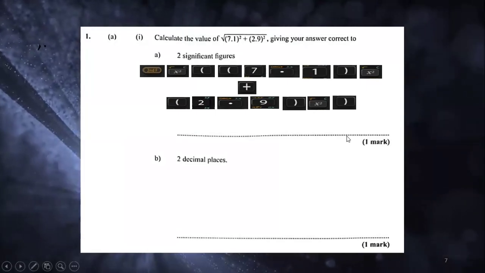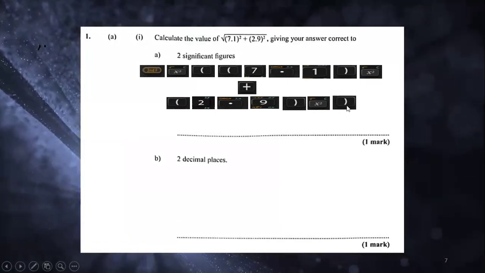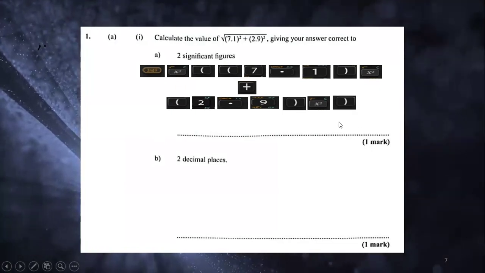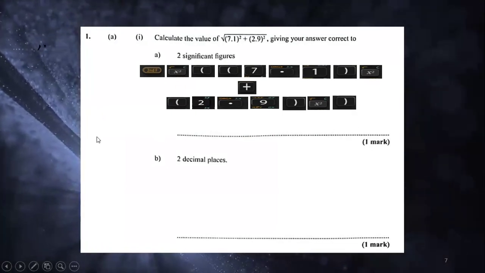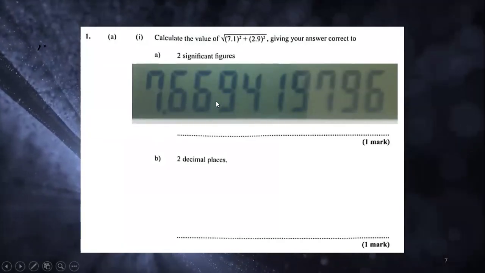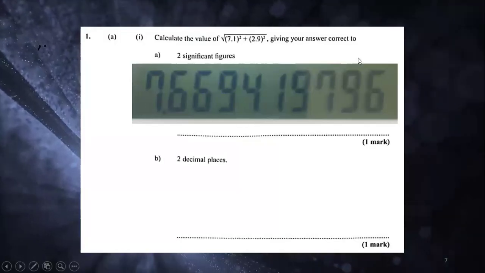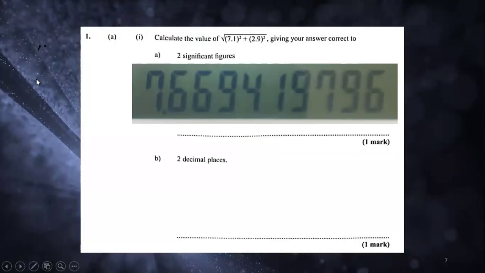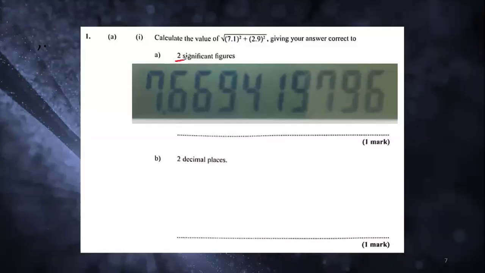Right, so having said all that, let's get the answer. Of course, you should press the equal sign at the end. It's not noted here, but you should definitely. So you will get 7.6694, etc. So this long number is not what CSEC requires. What do they require? Two significant figures. Significant figures, as I said before, begin from the left. So we start counting from the left this way. Every digit that's not zero is significant. Don't forget that every digit that is not zero is significant.